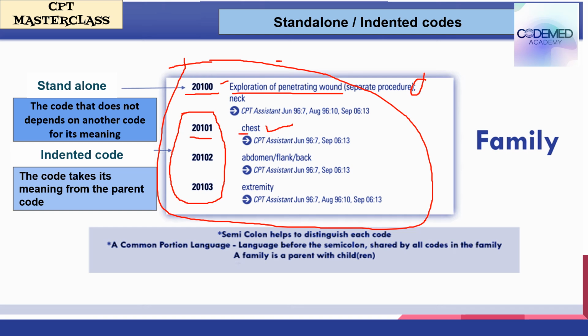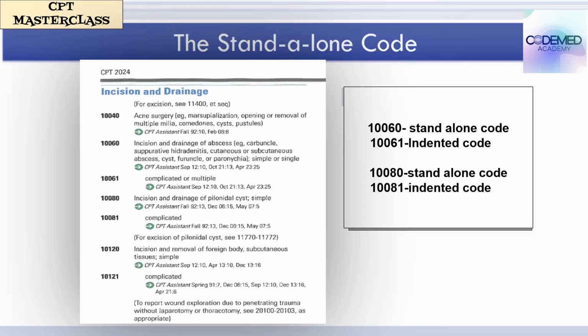That should give you the clue that this is an indented code. So let us take two more examples for you to understand the standalone and indented code. It says 10060 is a standalone code because it talks incision and drainage of the abscess, and in the bracket they have given the various examples: carbuncle, cutaneous and subcutaneous abscess, cyst, furuncle and paronychia, and I can see the semicolon very clearly here. Okay, and then the code reads simple and single.